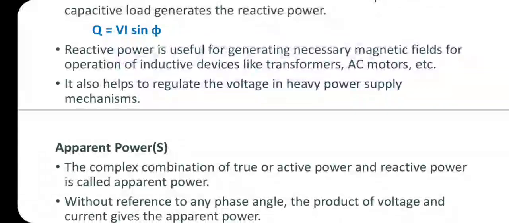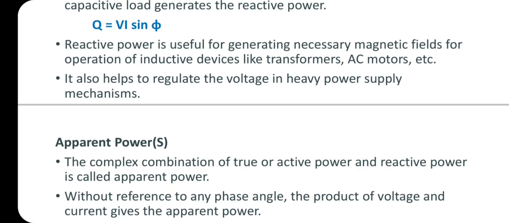Reactive power is useful for generating necessary magnetic fields for operation of inductive devices like transformers, AC motors, etc. It also helps to regulate the voltage in heavy power supply mechanisms.